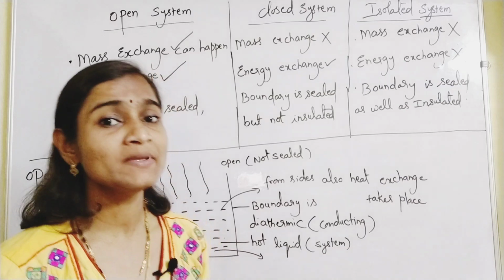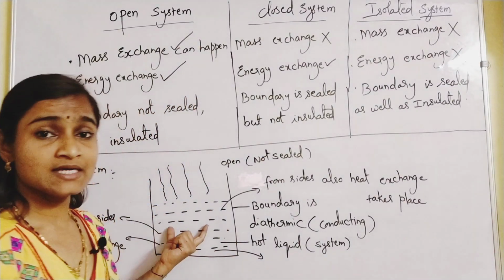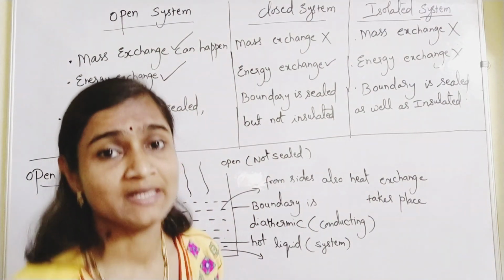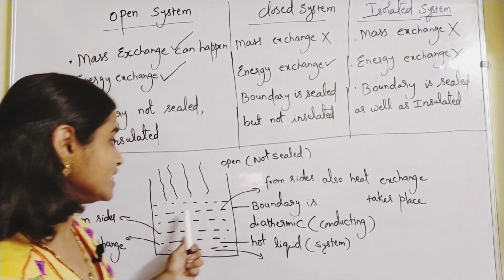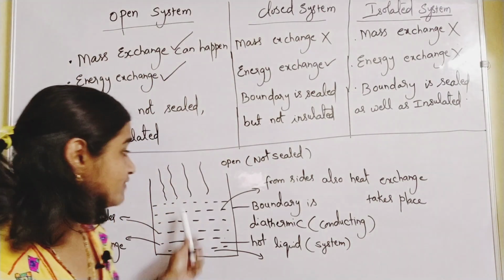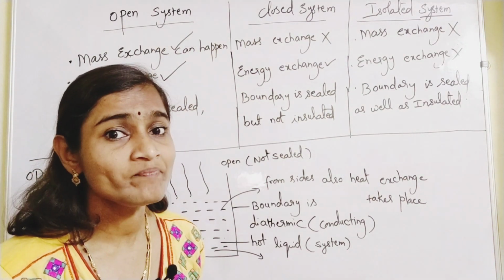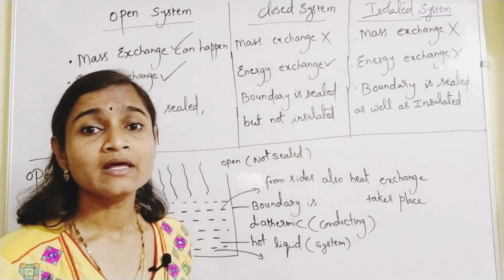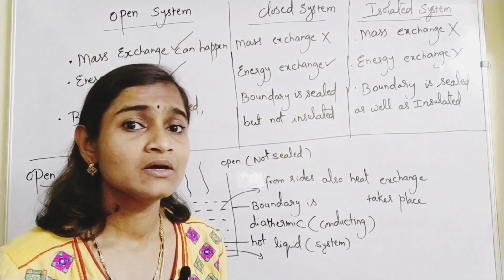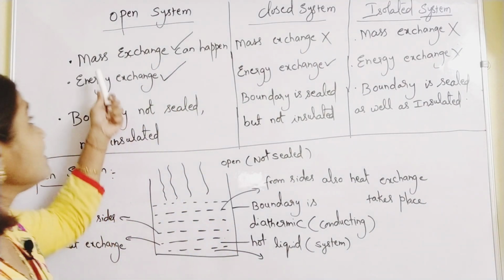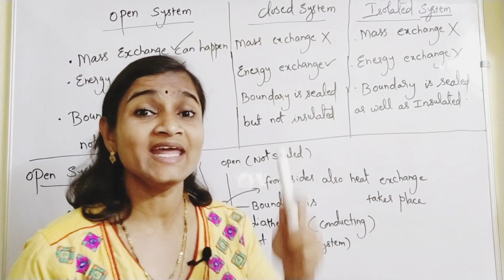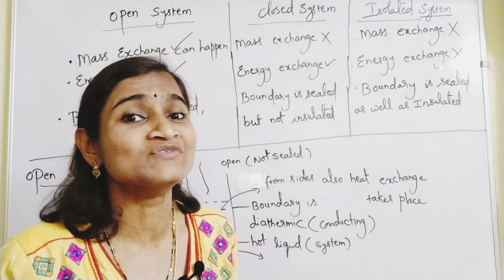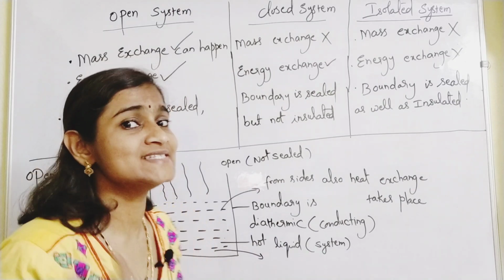For this, the best example I can give you is, suppose you take cold water, not hot water. Where can mass exchange happen? If water is hot and heat exchange takes place, will the mass change? No, the mass will not change. Hot water just becomes cool water in the open system. But I am saying mass exchange also can happen. Then you can take one best example where mass disappears, a decrease in mass you can observe.